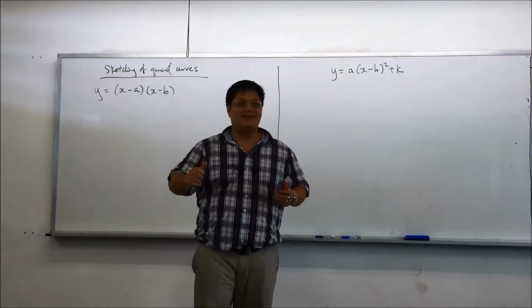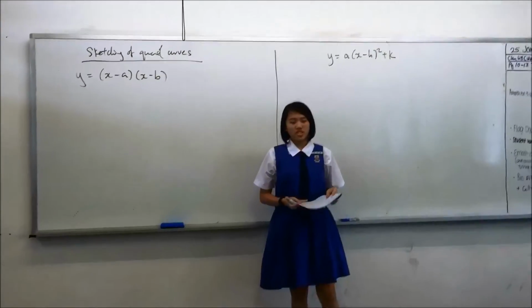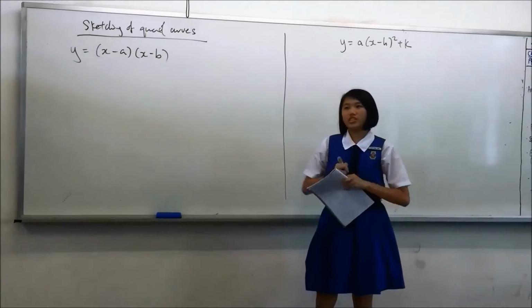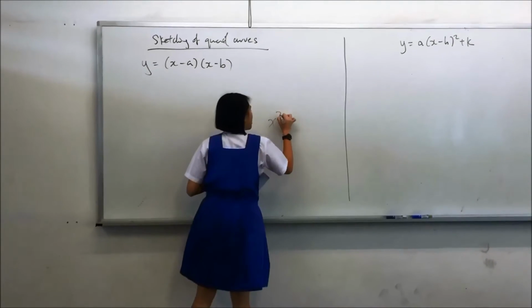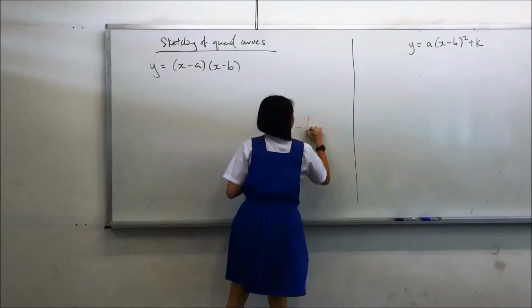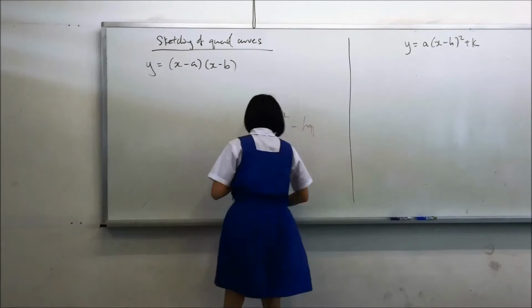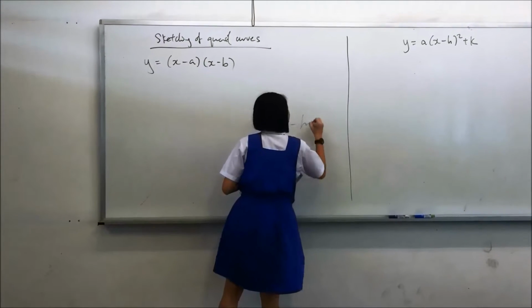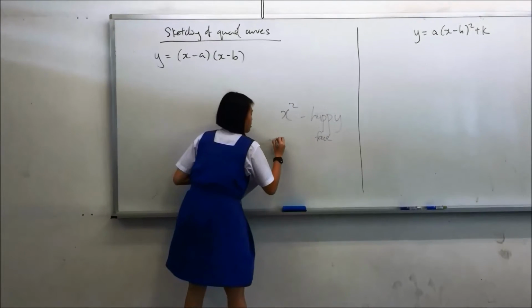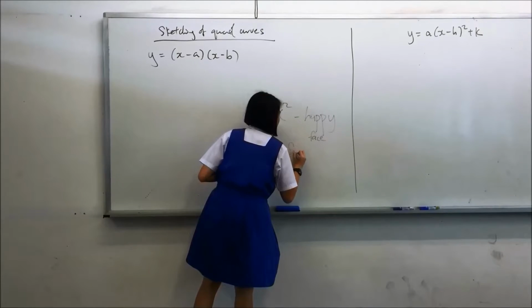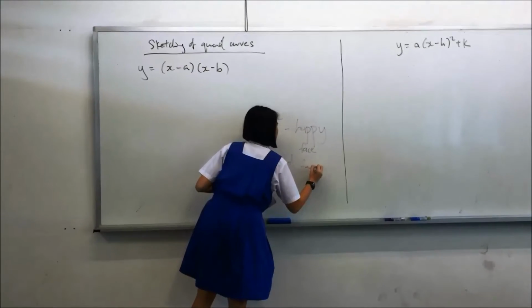Is that alright? To determine if it's a happy face or a sad face graph, it's x squared. It's a happy face. Then if it's a negative x squared, it will be a sad face. Good. What else have you learned?